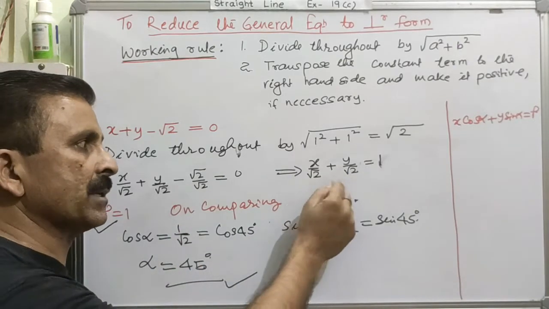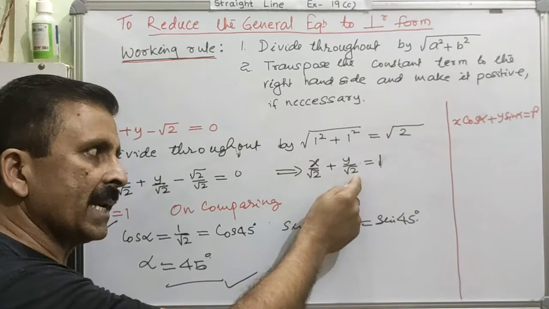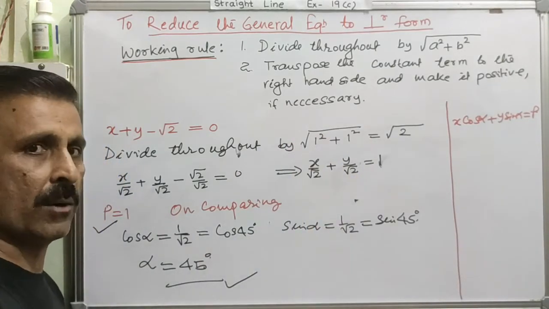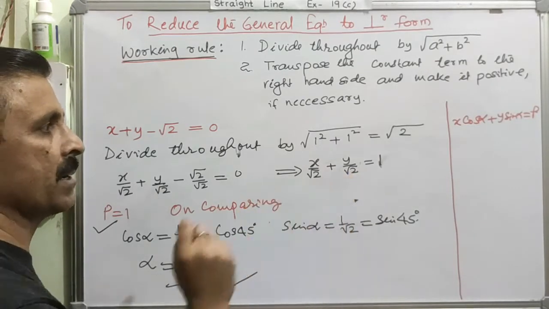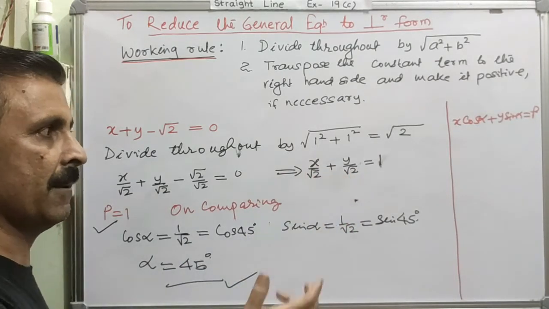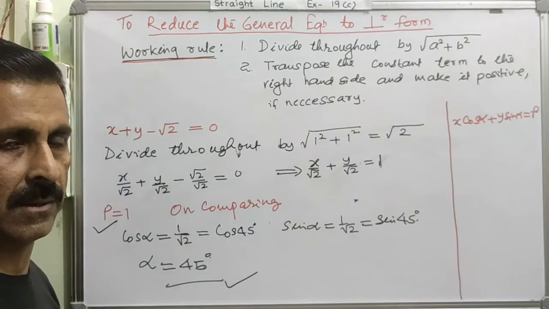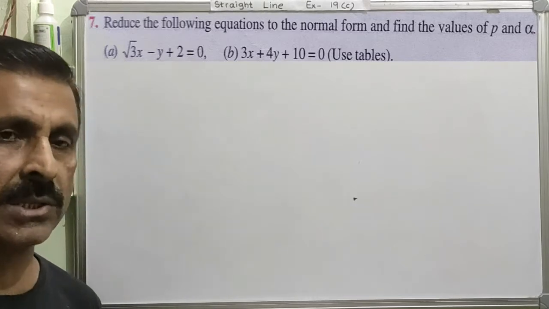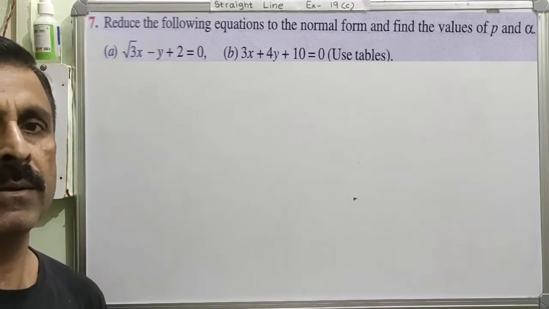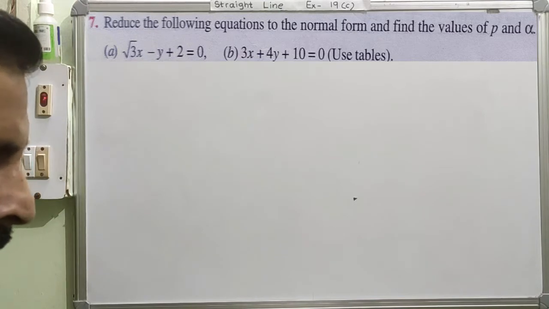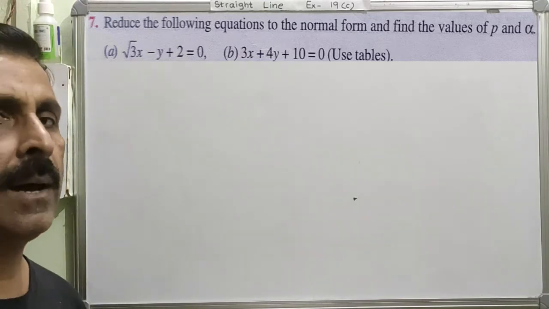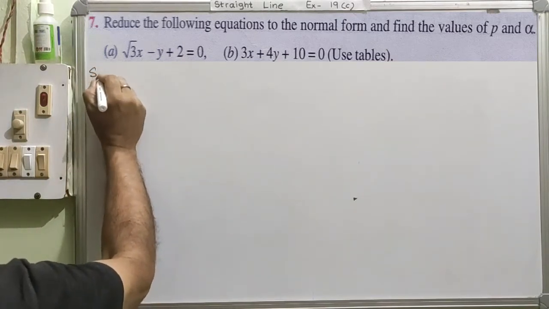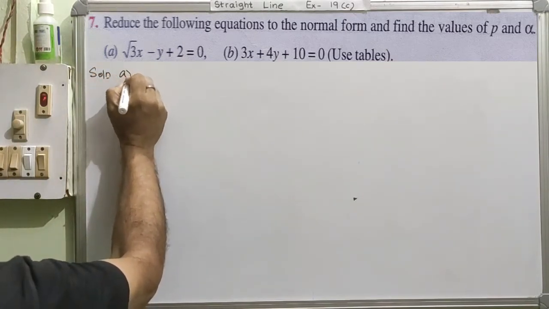But if this happens to be negative, either one is negative or both are negative, then you will have to do some exercise. So I'm going to take one question where you will have something negative, and then if there is something negative, then what is the actual process of doing this question? Am I very clear? We are taking question number 7. This is to reduce the general equation in the perpendicular form and find the value of P and alpha. So first of all, we are going to solve A part, right?